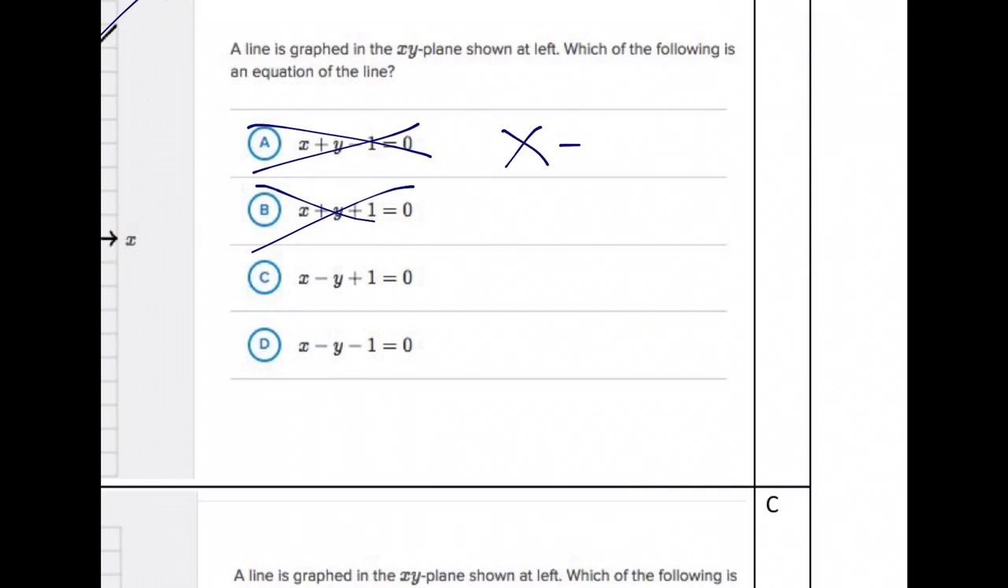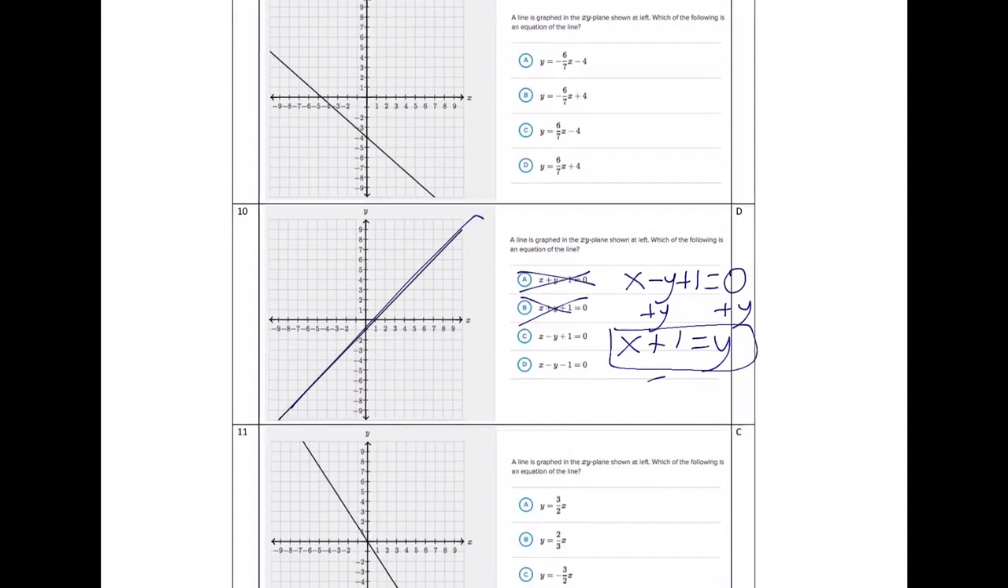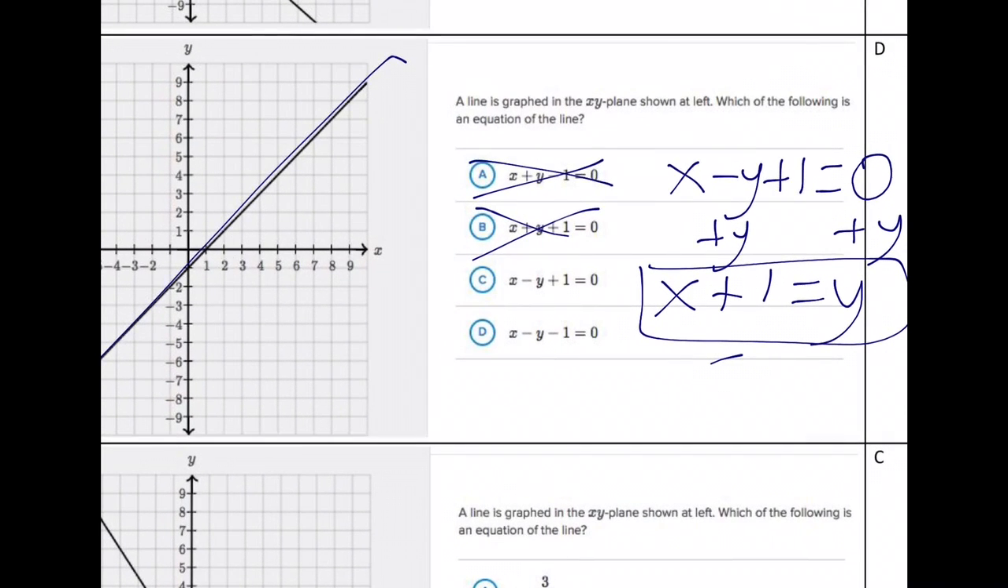For C, x minus y plus 1 is equal to 0. I can just add y to both sides, and I get that x plus 1 is equal to y. Same thing, just in the opposite order. My intercept should be negative 1, not positive 1, so C is wrong. By process of elimination, D is correct.